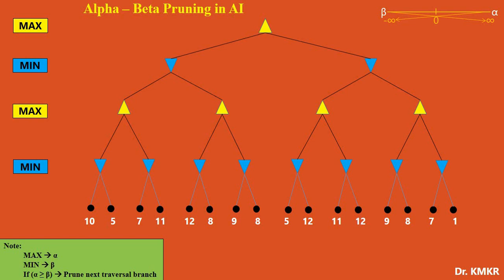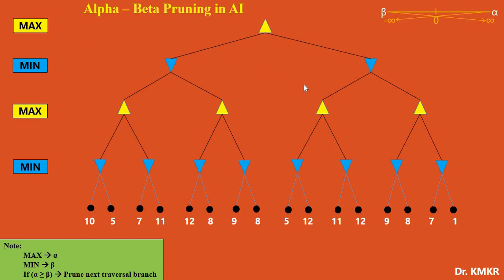And two more points to be followed in this approach. While backtracking the tree, node values will be passed up to the upper nodes instead of the values of alpha and beta. And the final point is to only pass the alpha and beta values to the child nodes. Remember these two points while approaching this algorithm.